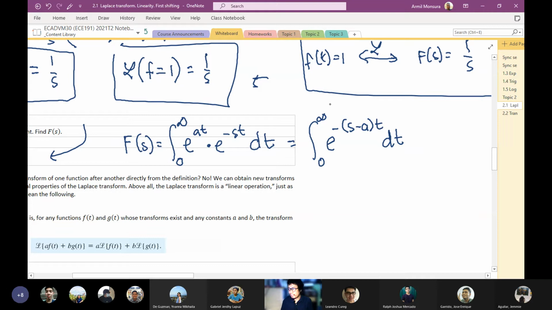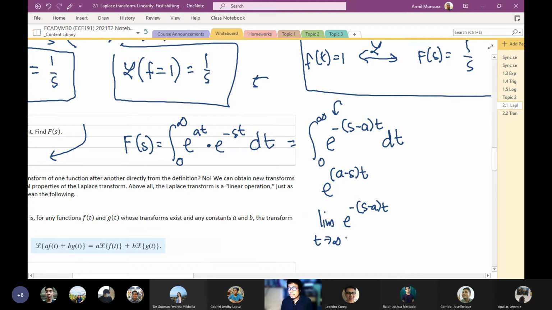You might ask, sir, why did you write the negative here? We could have written it as e raised to a minus s times t. But why did you write it as negative times s minus a times t? Remember that at one point, you will evaluate the limit of e raised to negative s minus a times t as t approaches infinity.